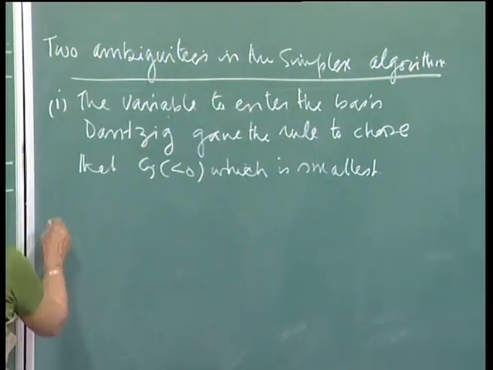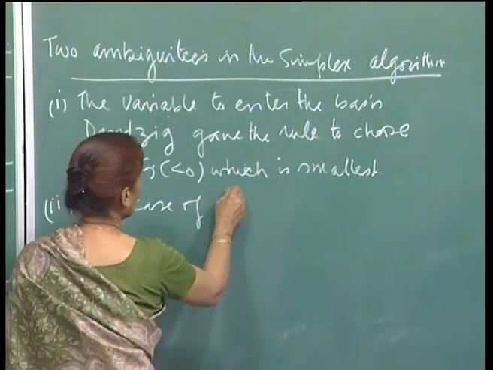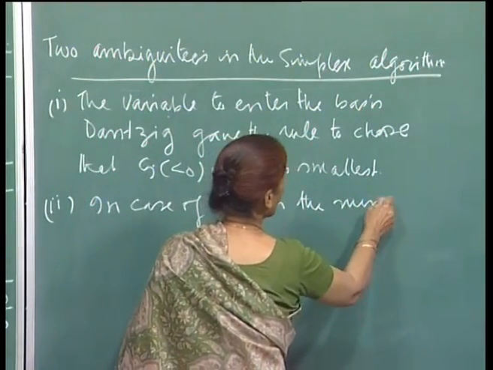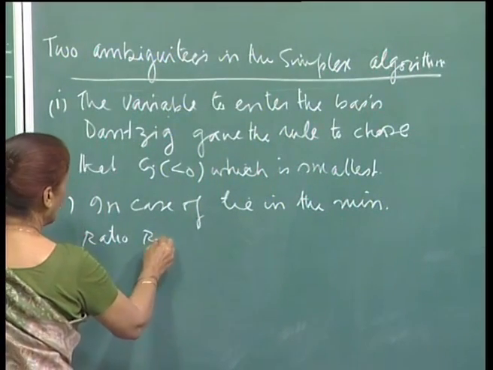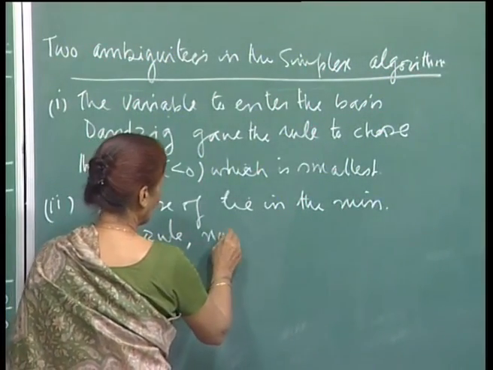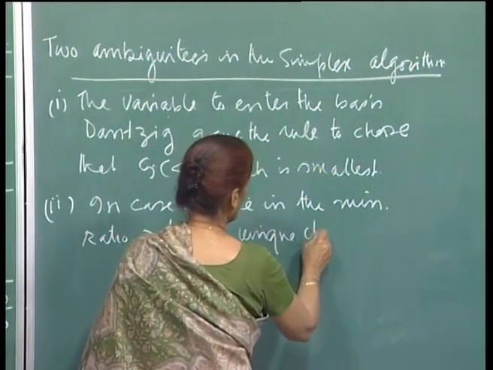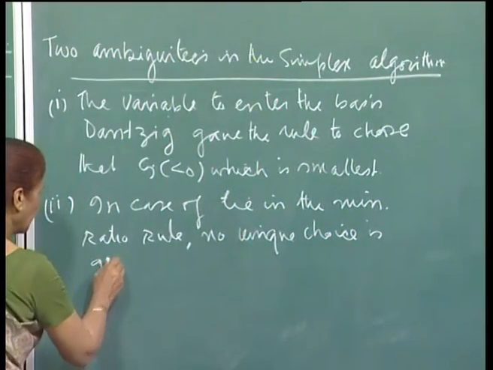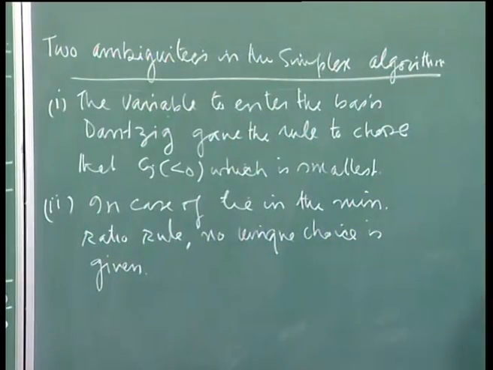But the second one is, in case of a tie in the minimum ratio rule, remember, no unique choice is given; the algorithm is silent about which one to choose. You understand what I am saying.